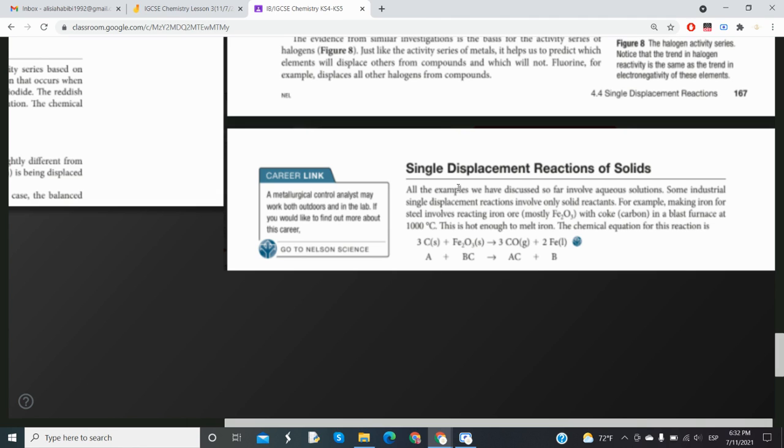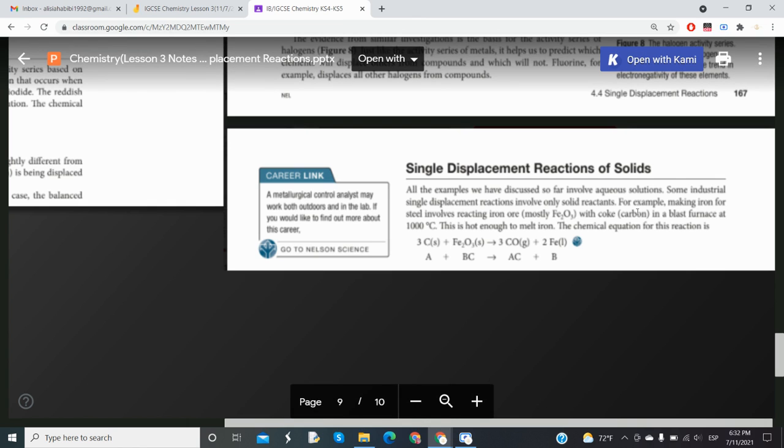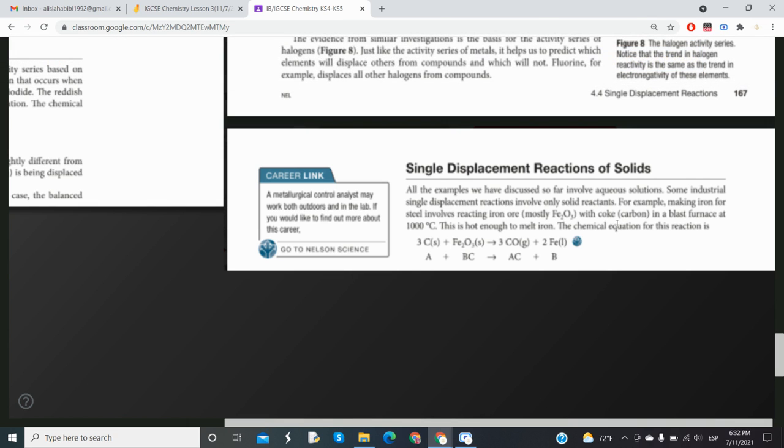For example, when you're making iron for steel, it involves reacting iron ore, that is Fe2O3, with coke, which is carbon, in a blast furnace at 1000 degrees Celsius. This is hot enough that you can melt the iron to form steel. This is the chemical reaction, and again, it goes by the activity series as well. You can see that iron is being displaced, and carbon combines with oxygen, and so you get carbon oxide and iron, which is being displaced.